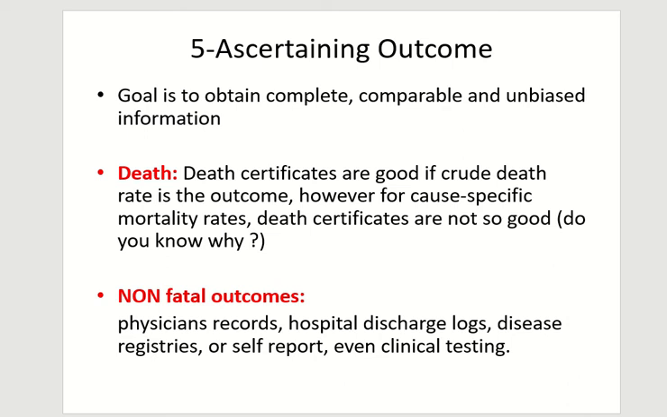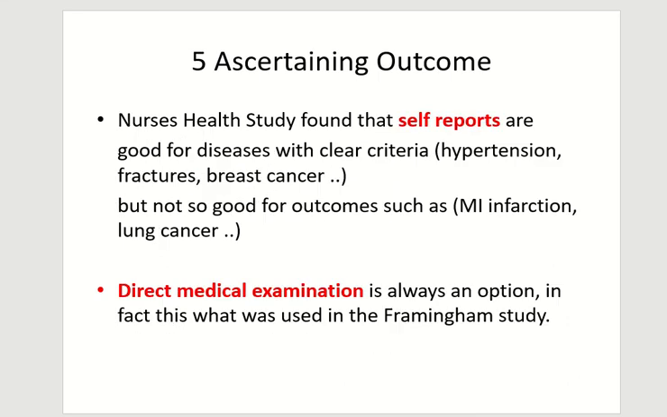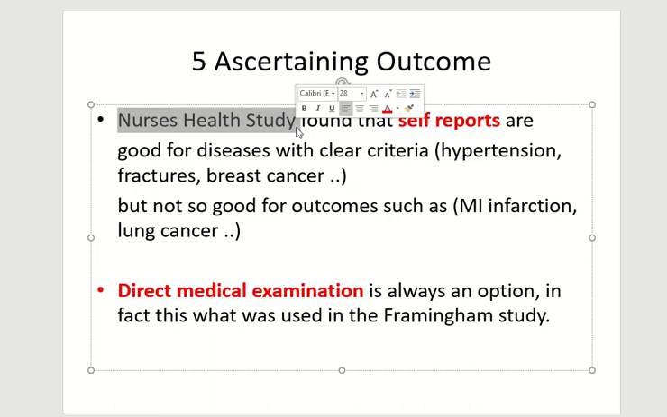For non-fatal outcomes, you need to find physician records, hospital discharge logs, registries, or even self-report, even clinical testing. Like we said, you may ask your participant, you may draw their blood or get a urine sample and send it to the lab. If you do that, it's going to cost you a lot of money, obviously, but it has its advantage. So we're still going on with the ascertaining of outcome. The Nurses' Health Study, so again, you've heard me talk about this. This is where they looked at oral contraceptives, followed up women, and looked at cancers, among other things. I think they looked at osteoporosis, and heart outcomes.